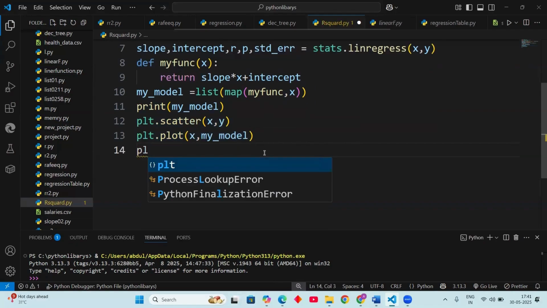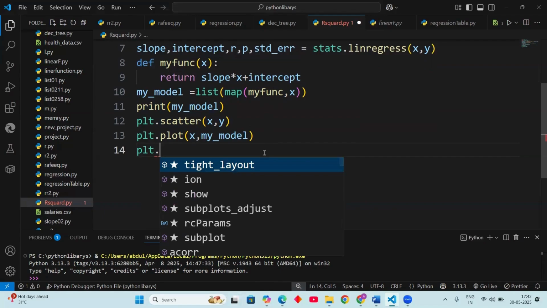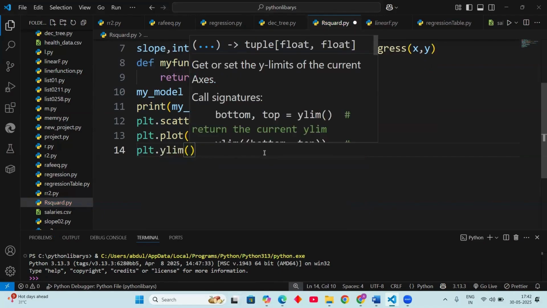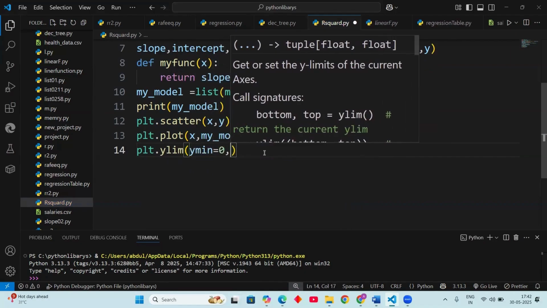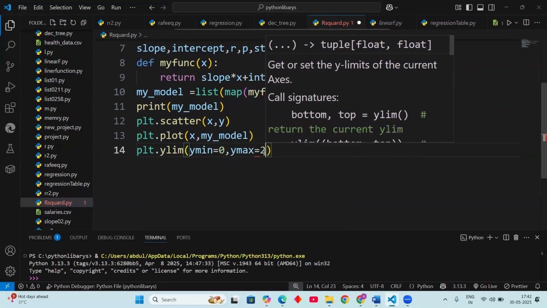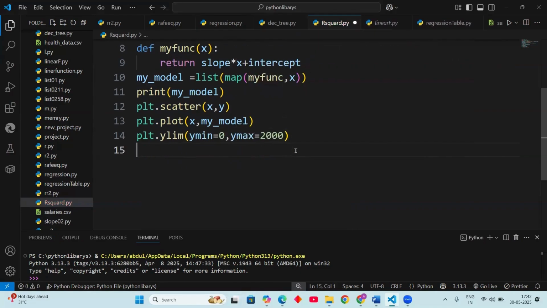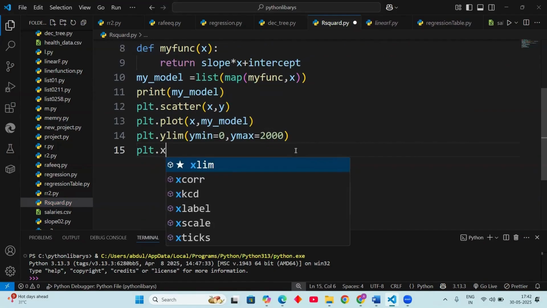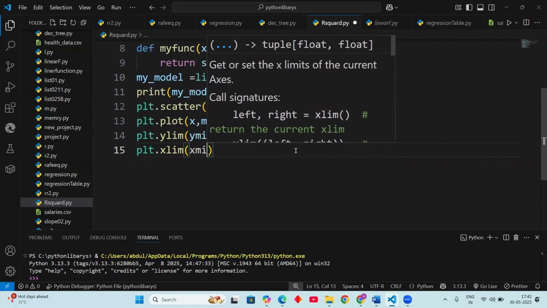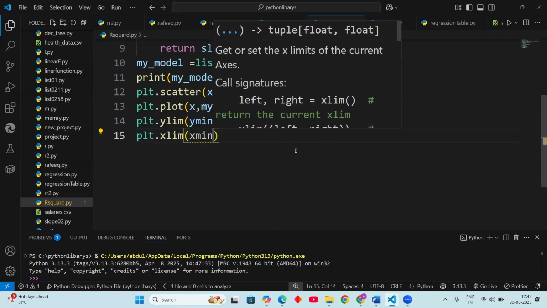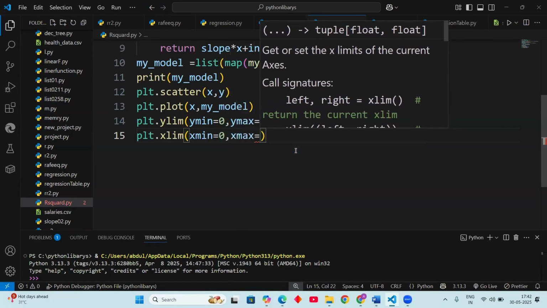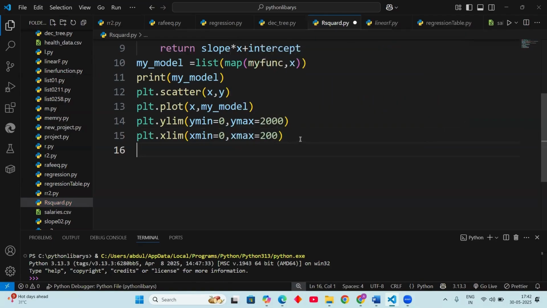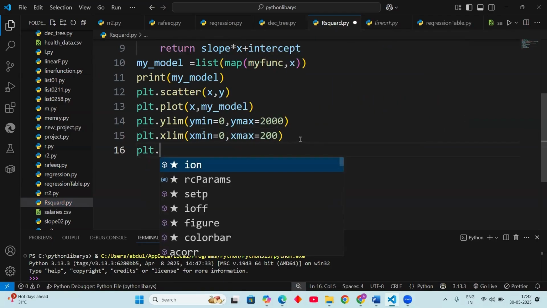After that, take ylim. ylim means y min equal to 0 and y max equal to, I am assigning a range of 2000 like that. Here xlim equal to x min equal to 0 and x max equal to 200. I am just assigning 200.